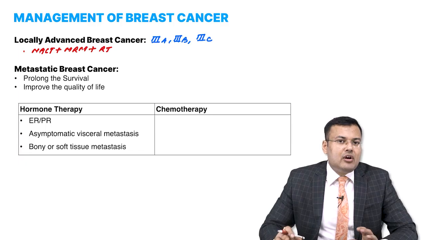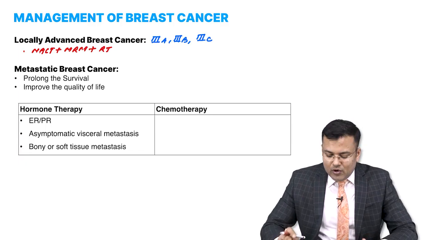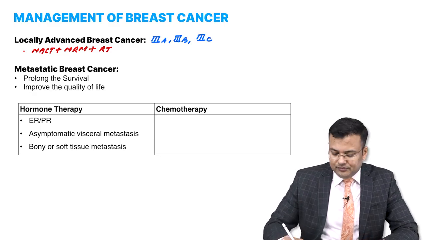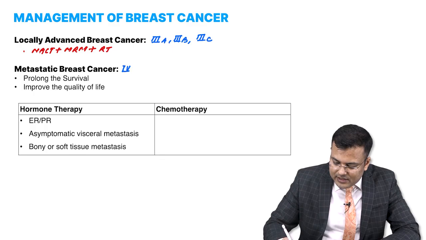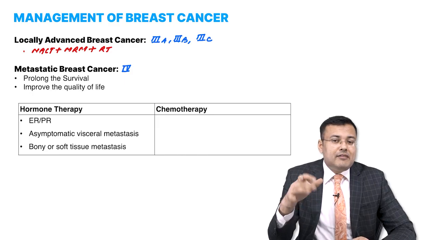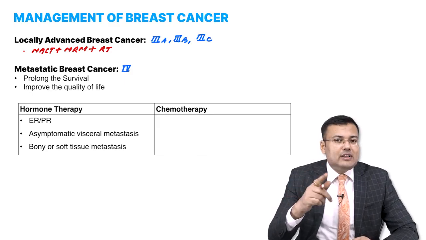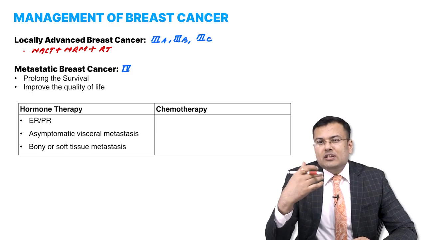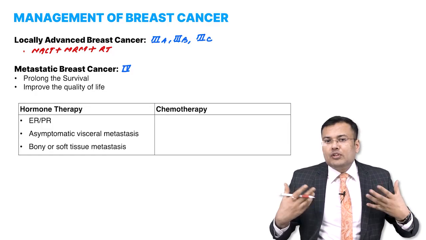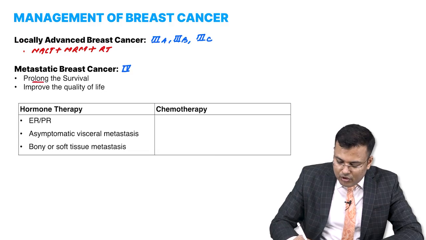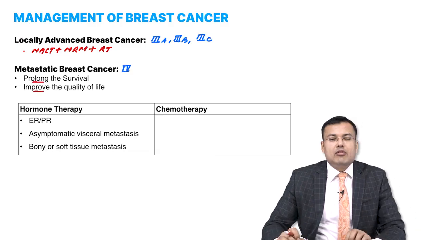This is the treatment for locally advanced breast cancer. Now coming to the metastatic breast cancer, you tell me what's the stage? Metastatic breast cancer, that is stage 4. What we have to do in metastasis? First, we have to prolong the survival, because we know that the patient is having limited survival. Not only do we prolong the survival, we have to improve the quality of life of the patient also.